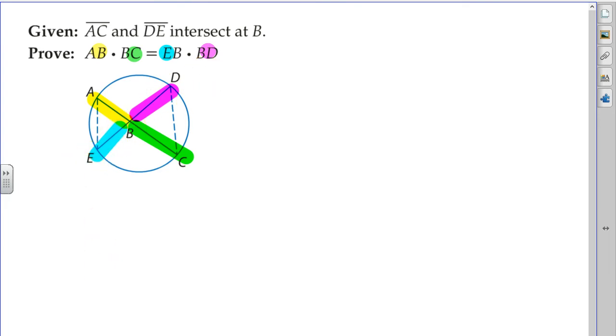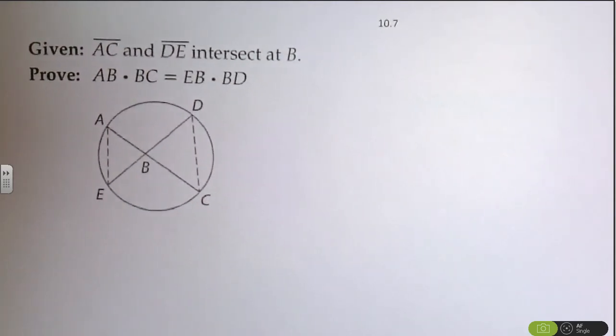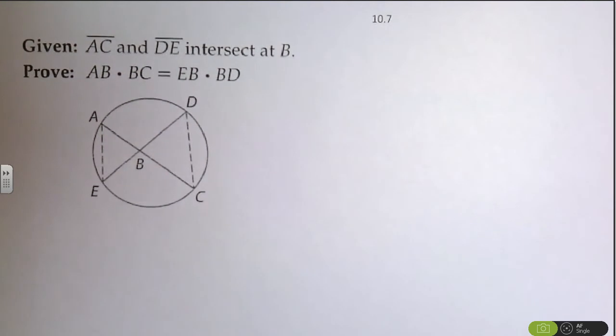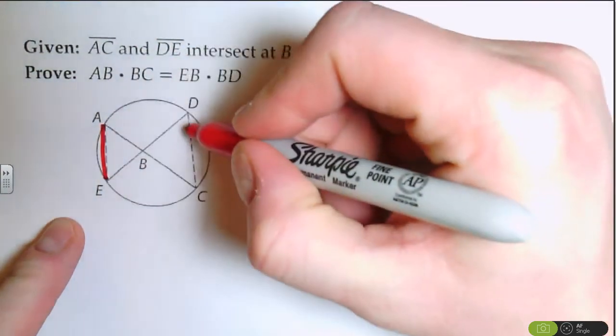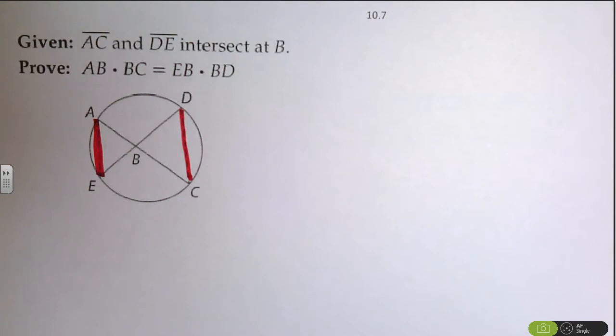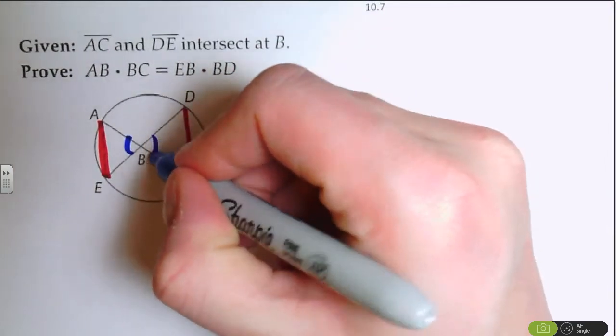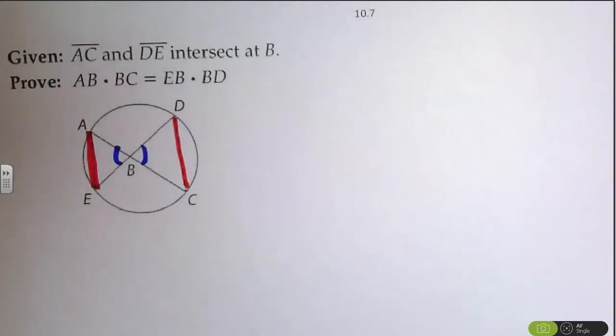Let's take a look at the proof of this, because it's not really that hard of a proof. It just has been a while. We have here the same drawing. The first trick, which they've already done for us, is that we have to draw in segment AE and segment DC. We actually have to create two similar triangles, because we need two similar triangles to set up a proportion. We already know we have one pair of congruent angles. We have a pair of vertical angles, angle ABE and angle DBC.